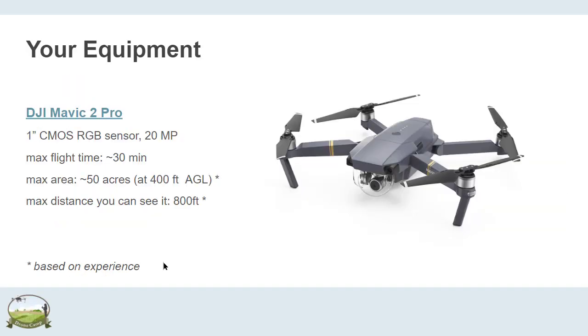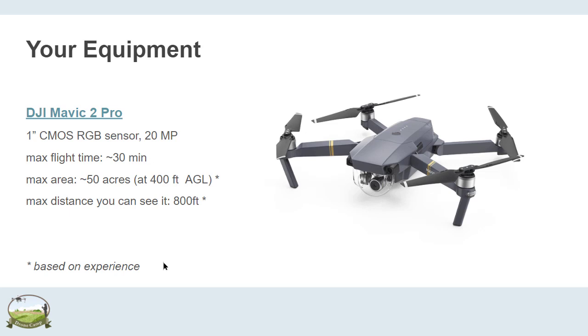The equipment that you have to work with is a DJI Mavic 2 Pro. This is a prosumer drone, which works very well for this kind of project. It has a good RGB sensor, which is 20 megapixels, a 1-inch CMOS, which is a global shutter.